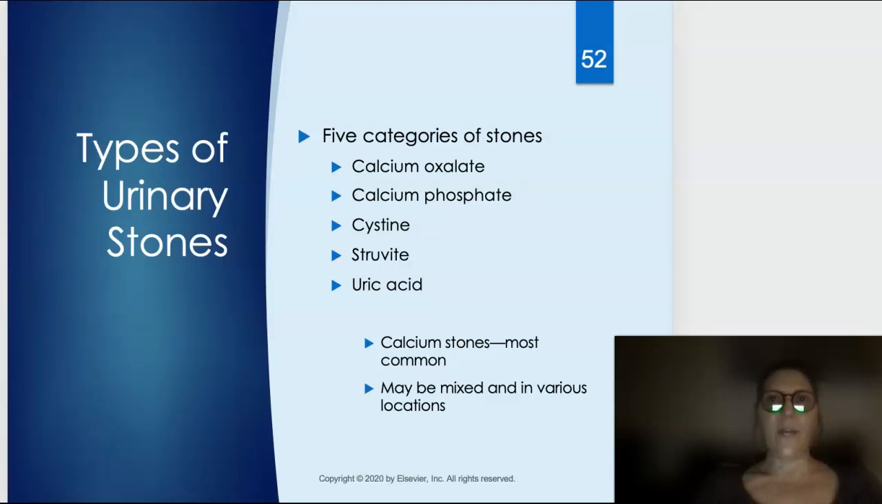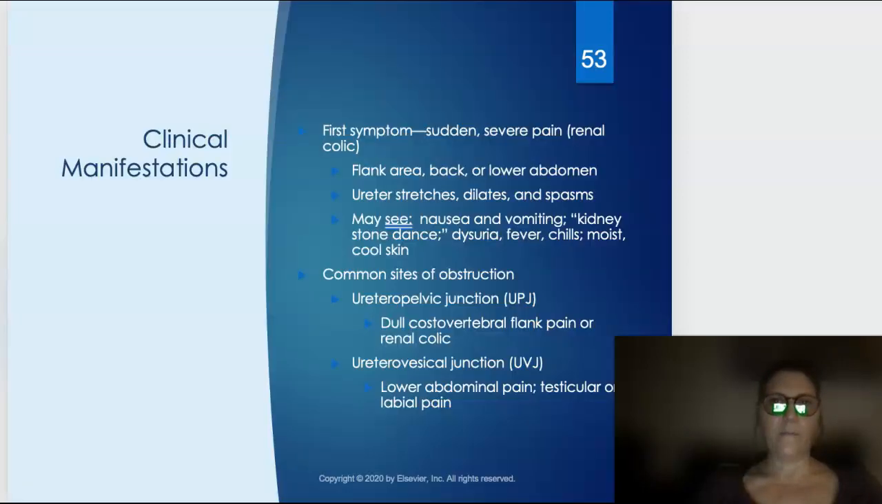So there are 5 types of stone: calcium oxalate, calcium phosphate, cysteine, struvite, and uric acid. Calcium stones are the most common, and they may be mixed or in various locations. The first symptom is going to be sudden severe pain, like in their back. Terrible, horrible pain, in their flank area, their back or lower abdomen. The ureter stretches, dilates, and spasms. That hurts. It causes nausea and vomiting.